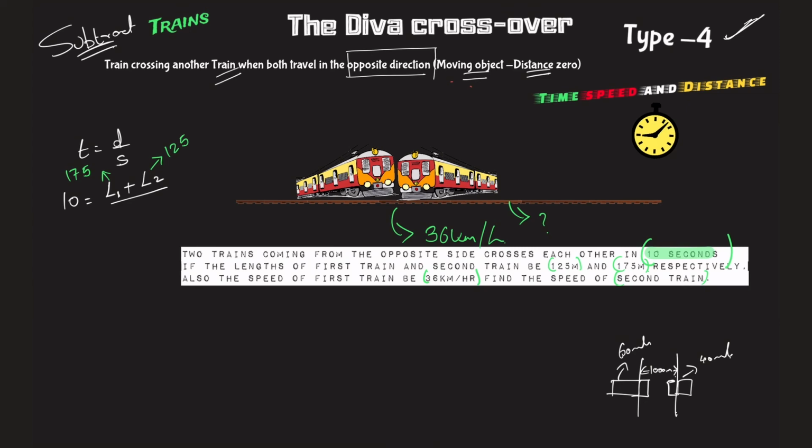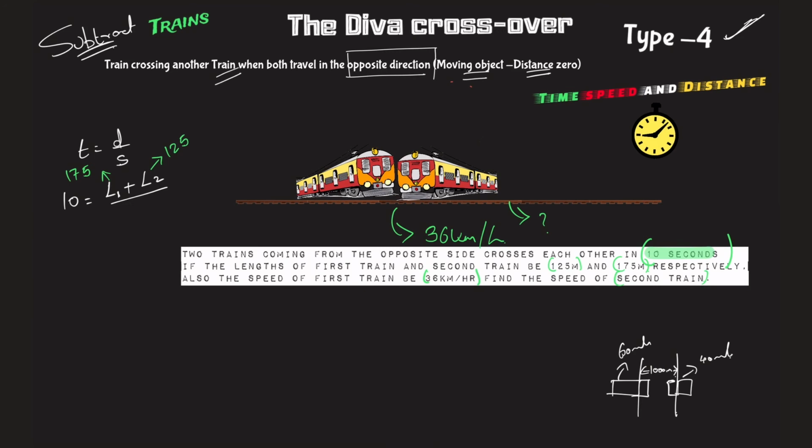Because the total distance is covered by their speeds in opposite directions, so you add, and the total distance is subtracted as one train is moving ahead of another train in the same direction. That's the concept of adding and subtracting. So let's just put this here now.